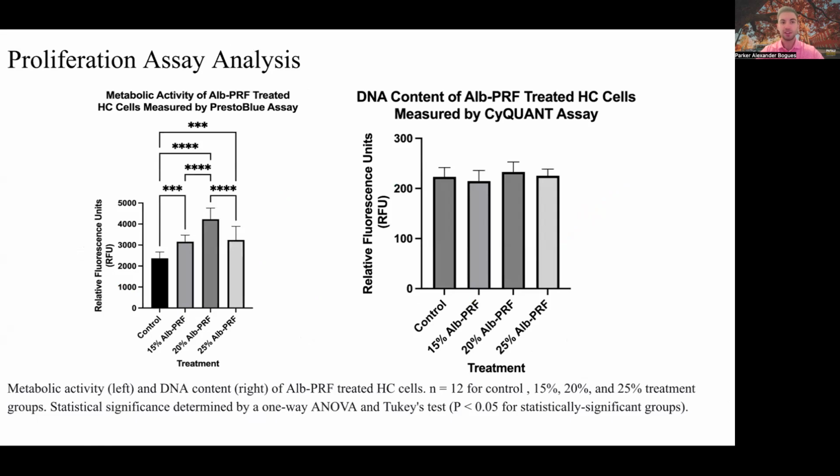So the next 2 assays I did were proliferation assays. The first assay, figure on the left, is a Presto Blue assay, which measures metabolic activity of cells. So I was measuring the different concentrations of albumin platelet-rich fibrin treatment and seeing which one is the most viable for human chondrocytes. For this study, again, I conducted this in vitro, so in a laboratory setting.